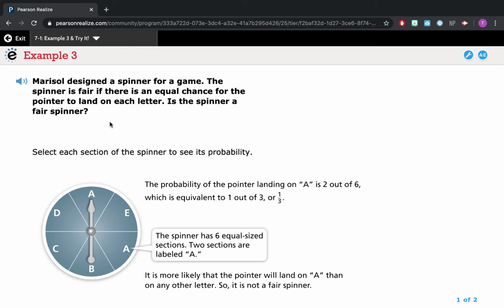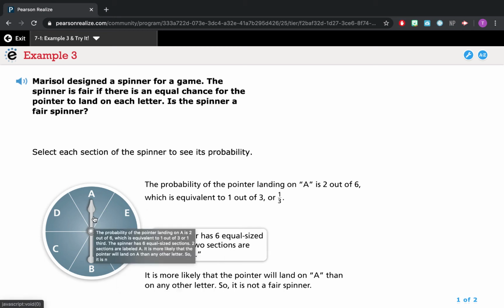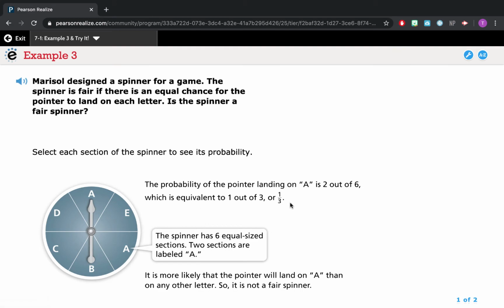Marisol did not create this correctly. And it's not just the fact that A has 2 sections. It's that those 2 sections, when you put them together, take up more space than B, C, D, or E. If I just cut A in half here and made this part down here F, then it would be a fair spinner, even though A has 2 sections. Those sections together would be the same size as all the other ones. But this is not a fair spinner for that reason.